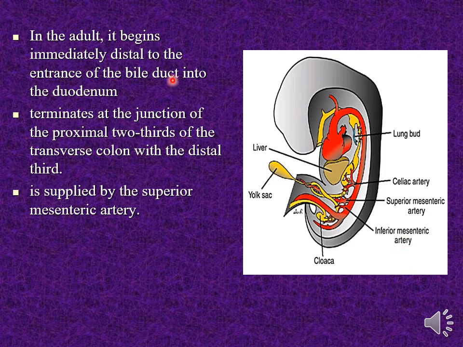In the adult, the midgut begins immediately distal to the entrance of the bile duct into the duodenum, terminating at the junction of the proximal 2/3 of the transverse colon with the distal third. It is supplied by the superior mesenteric artery. This is the superior mesenteric artery.